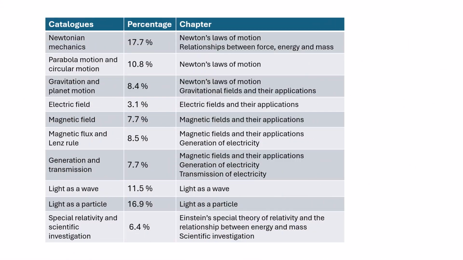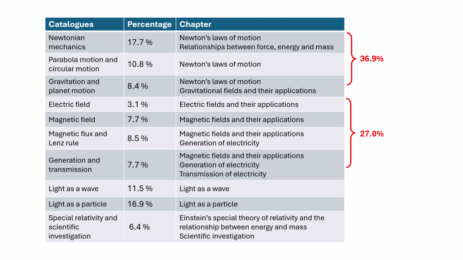Here is a summary of the 2019 VCE Physics examination structure by topic area and weighting. Newtonian physics, covering Newtonian mechanics, parabola and circular motion, and gravitation and planet motion, accounted for 36.9% of the total score. Electromagnetic fields, which included electric fields, magnetic flux, Lenz's rule, and generation and transmission, were weighted at 27%.